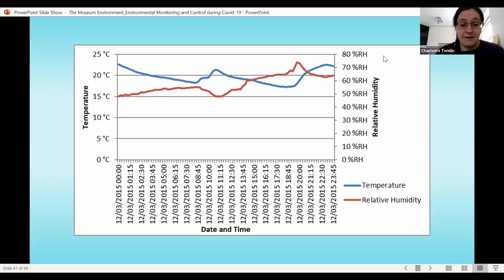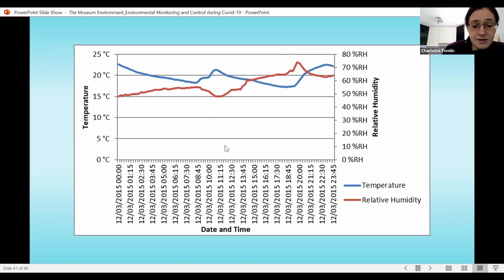Annoyingly for me, this makes no sense. The temperature is blue and the relative humidity is red in this graph. I always associate temperature with red, but here we go. So you can see two peaks in this graph where the temperature rises and the relative humidity decreases. And then again here. And correspondingly, where the temperature decreases, the RH increases.